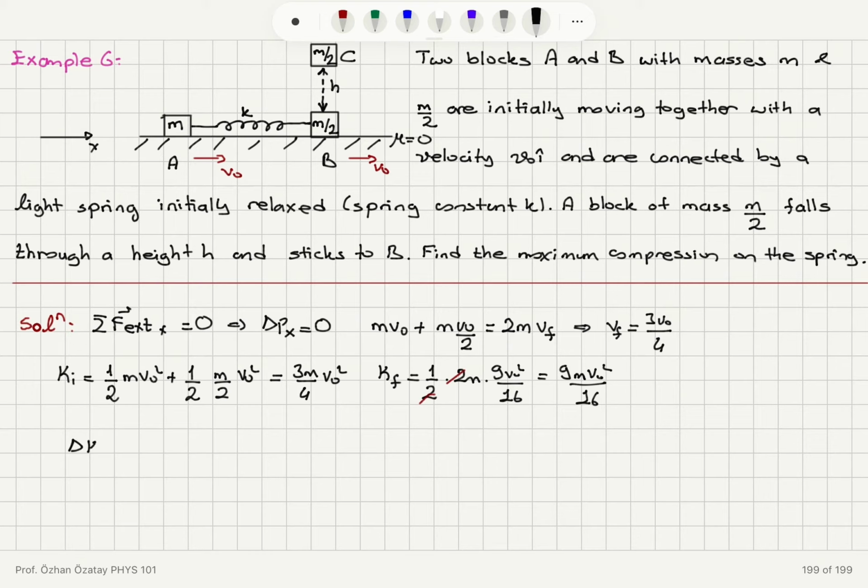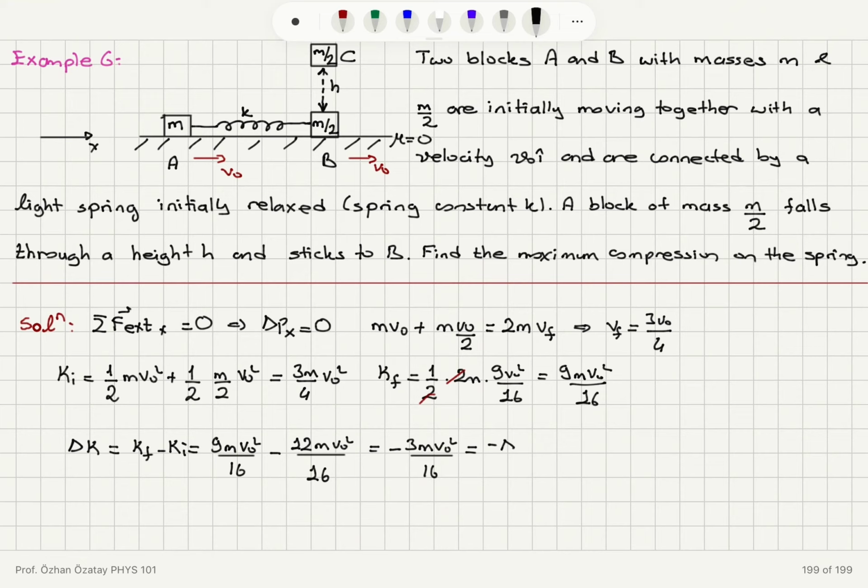So the change in the kinetic energy of A and B is K final minus K initial, which is 9m v0 squared divided by 16 minus 12m v0 squared divided by 16. So 3 over 4 makes 12 over 16. So this is minus 3 m v0 squared divided by 16.